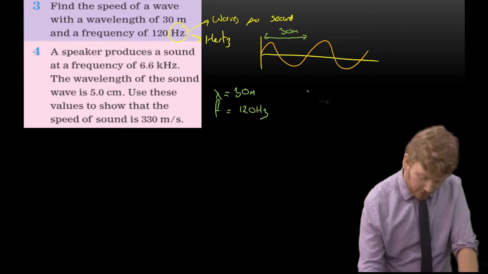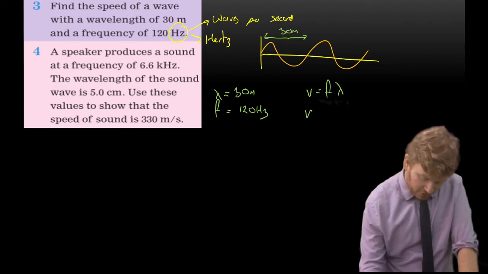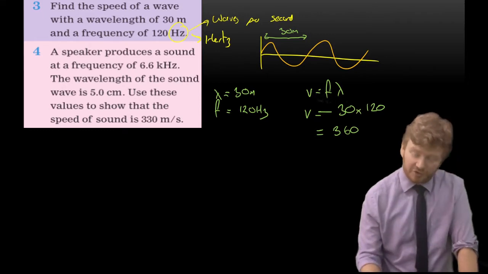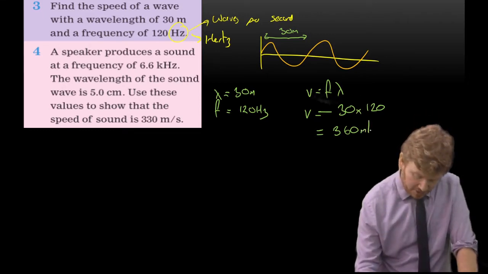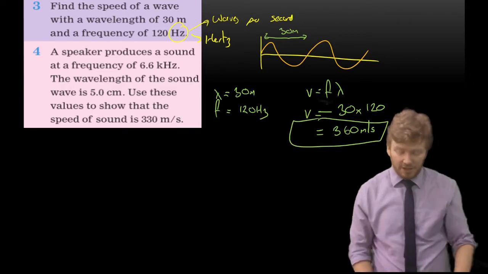So, using my equation, V is equal to F lambda, well, it's pretty simple, I can just substitute in my values. So, V is equal to 30 times 120, which is 360. This is a velocity, so it should be in meters per second. Okay. Let's do question two.